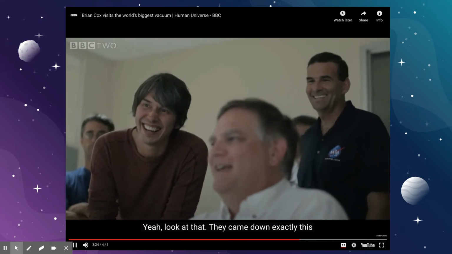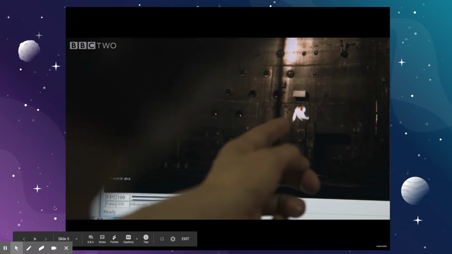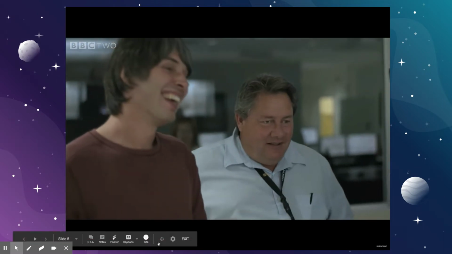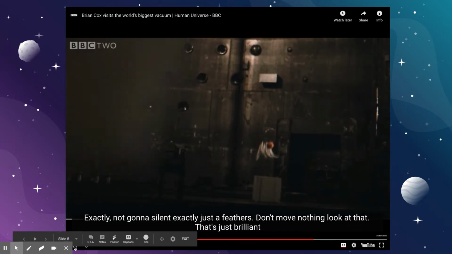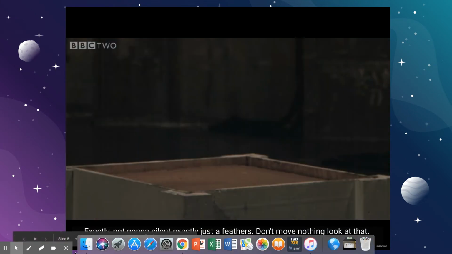Look at that. They came down exactly the same. Wow. Look how they hit right there. Exactly. You can back on the side. Exactly the same. Feathers don't move, nothing. Look at that. That's just brilliant.